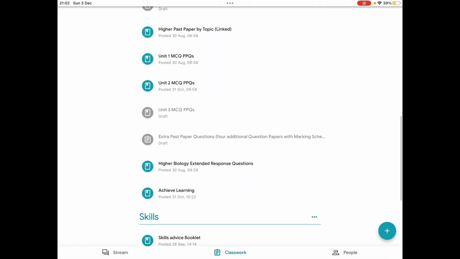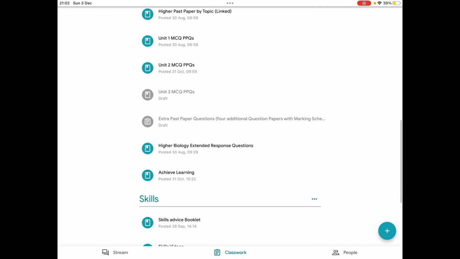Okay, and we've got some extended response questions there. Sometimes we call these essays, but extended response is the proper name for them. That's the either 4 or 5 or 8 or 9 markers that you get in the exam.